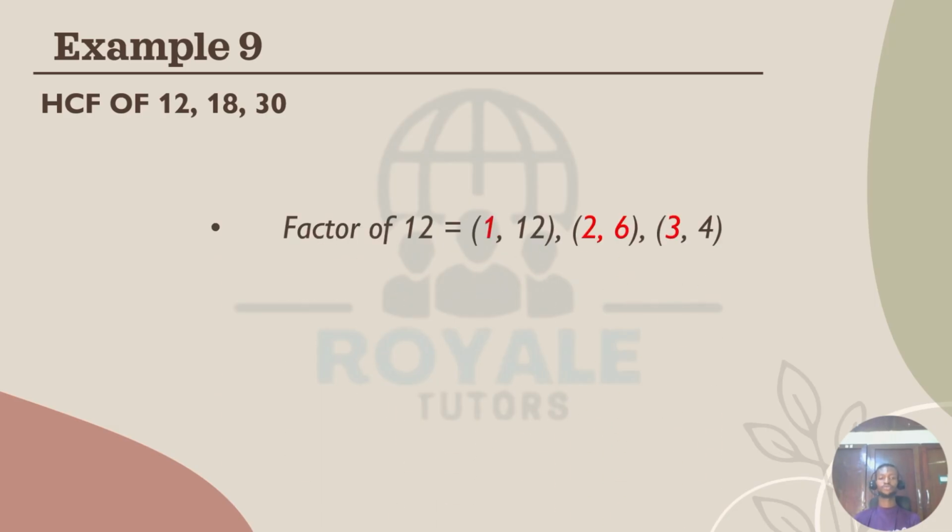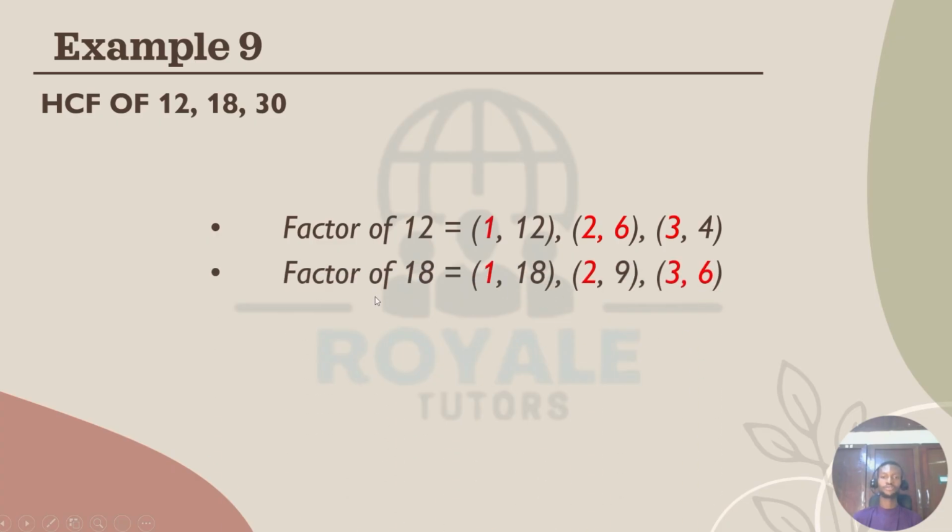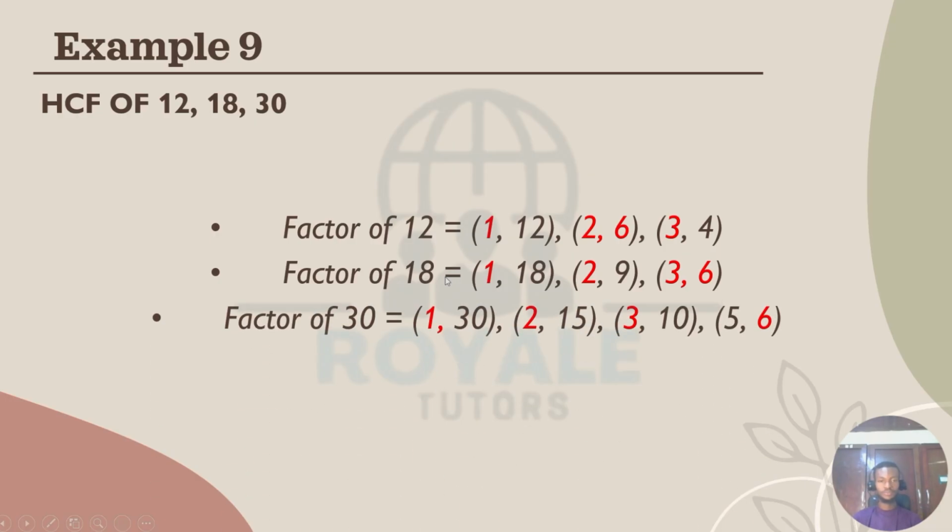So the factors of 12 are 1 and 12, 2 and 6, 3 and 4. Then the factors of 18, we have 1 and 18, 2 and 9, 3 and 6. So the factors of 30 now, we have 1 and 30 to give 30, 2 and 15 to give 30, 3 and 10 to give 30, 5 and 6 to give 30 as well.